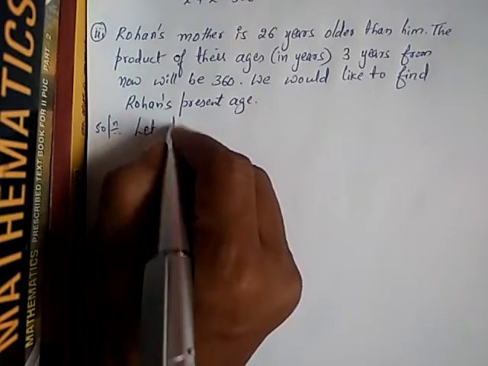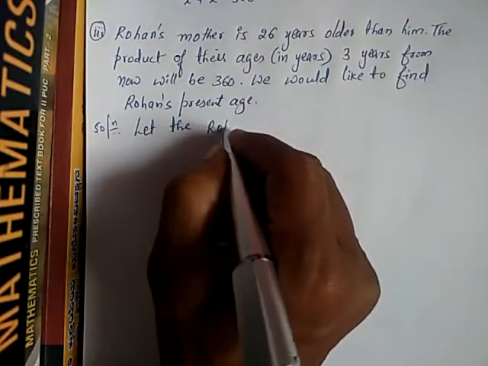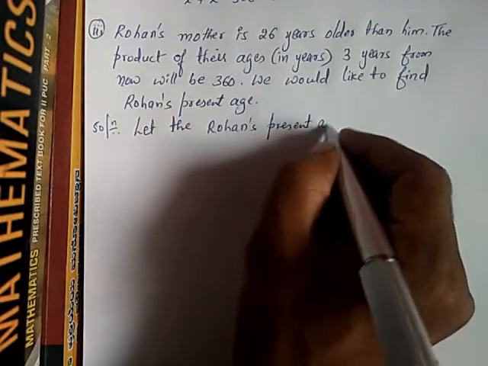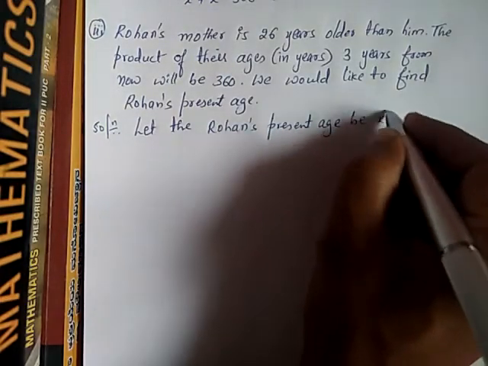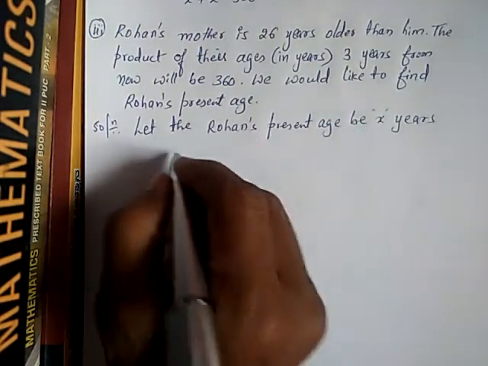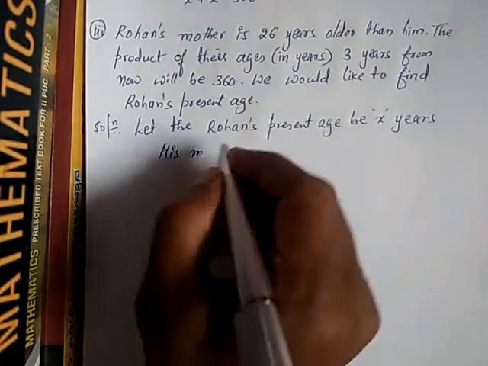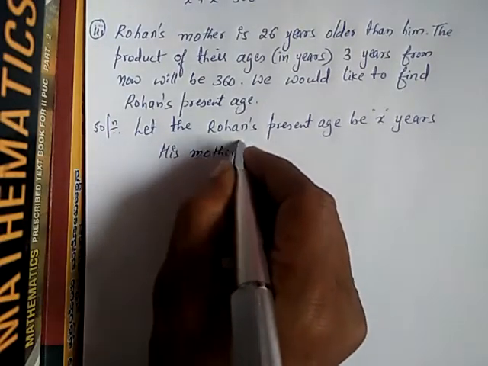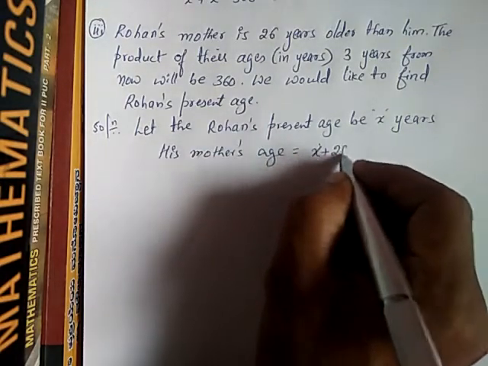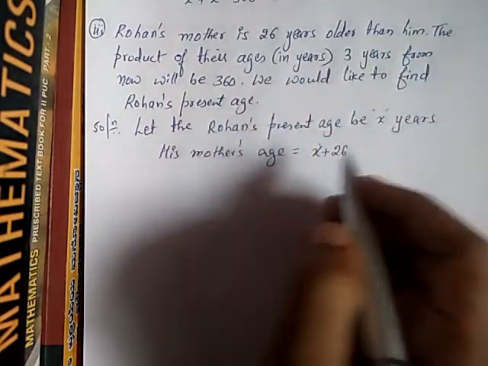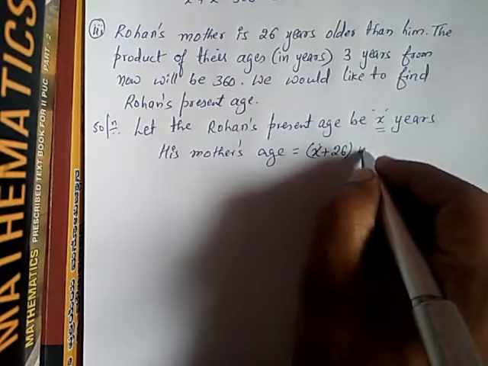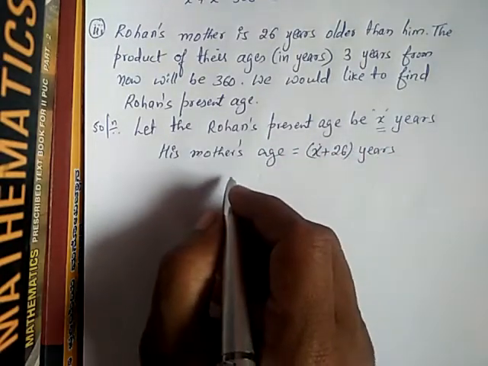Let Rohan's present age be x years. Correct. If the present age is x years, then Rohan's mother's age will be x plus 26, because she is 26 years older than him, Rohan. So if Rohan's age is x years, then x plus 26 years is the age of Rohan's mother.